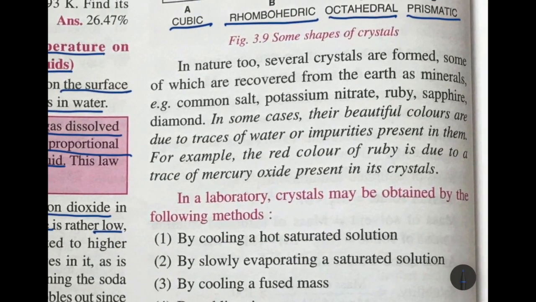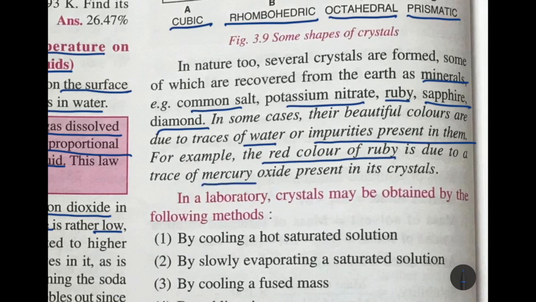In nature too, there are several crystals which can be recovered from the earth as minerals, like common salt, potassium nitrate, ruby, sapphire, diamond. All of these are crystals. And some have beautiful colors. The colors are due to traces of water or impurities present in them. For example, you know the color of ruby is red. The red color of ruby is due to a trace of mercury oxide present in its crystal. So mercury oxide is the impurity that is present in ruby.